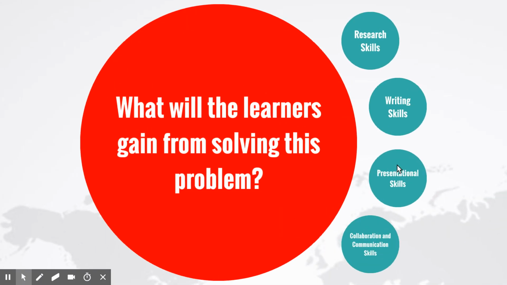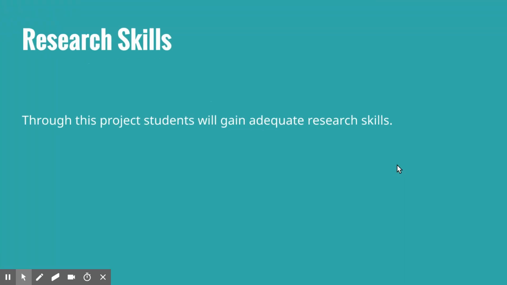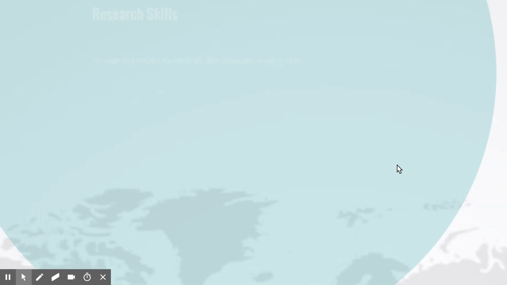So the learners will gain research skills, writing skills, presentational skills, and collaboration and communication skills through solving this problem. For research skills, we will partner with the librarian in the library so that she can help them gain adequate research skills, use the different databases that are available to the students so that they can have some good quality resources that they can use for their presentation.